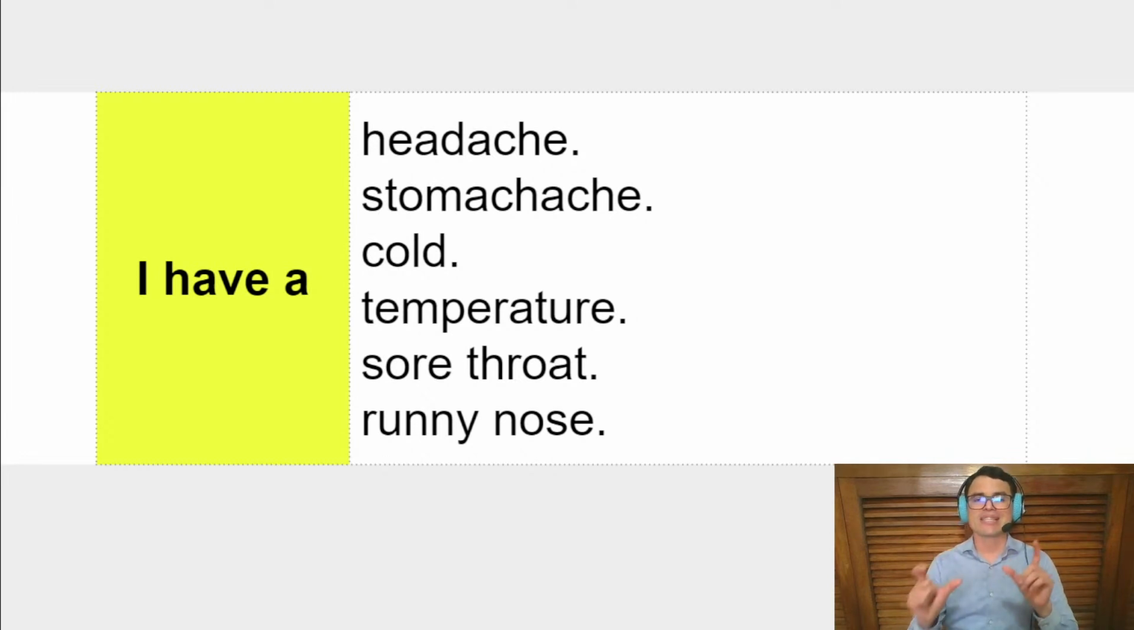Okay, so memorize "I have a" and all of those words and phrases that you see right after it: I have a headache, I have a stomachache, I have a cold, I have a temperature, I have a sore throat, I have a runny nose.